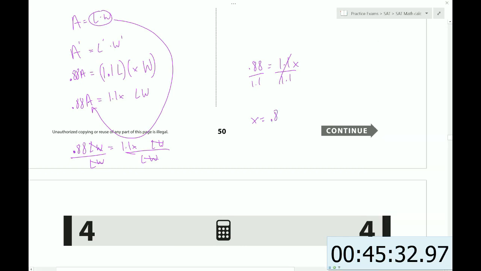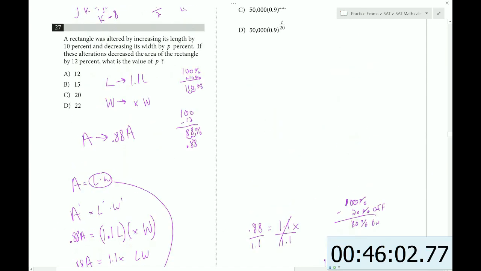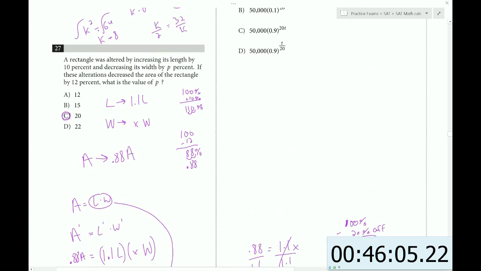Now this is not quite the answer yet, because this is the multiplier that we solved for. So our multiplier is 0.8, or also known as 0.80. We can interpret this as the percent we are paying, so to speak. If we started with 100% and subtracted, in this case, 20% in order to get to 80%, it would have to be a 20% off. In other words, a 20% decrease. So that would be answer choice C.